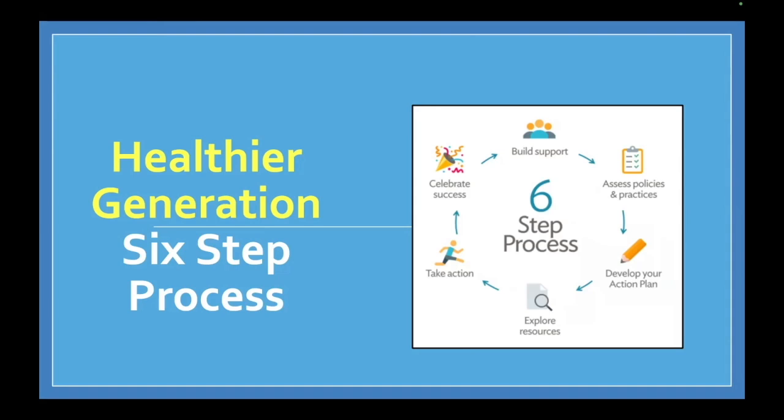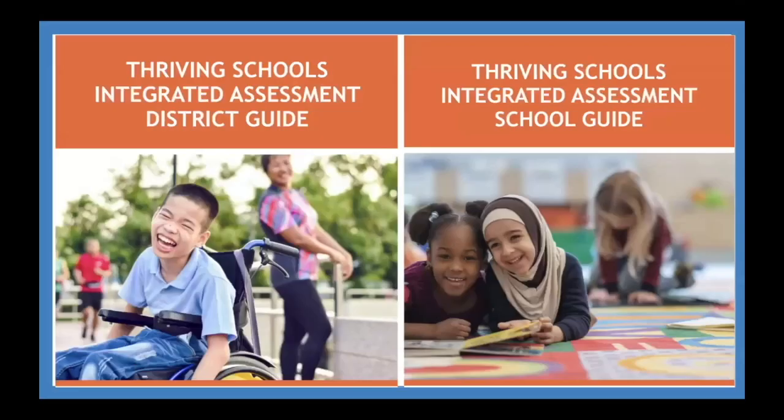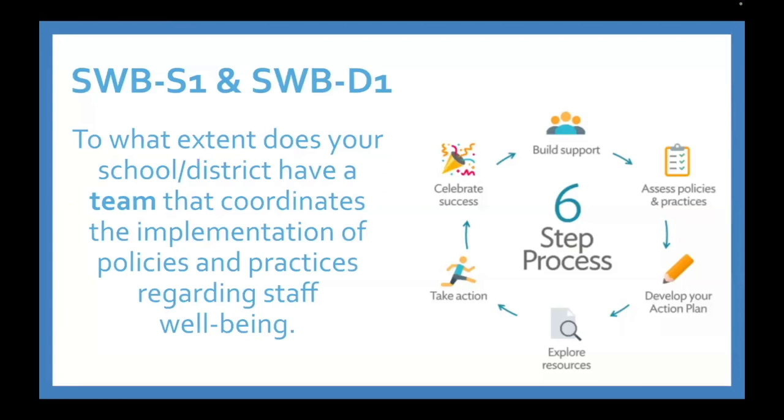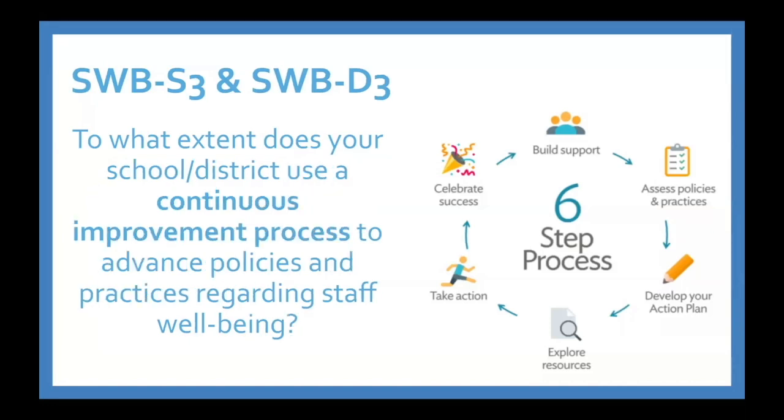tools, and these 6 steps can actually help you in multiple parts. Again, there is a district guide and a school guide, and they both focus on staff members as well. So if your school or district has a team to include physical activity, there are 6 steps here. Many of those steps are included where the team can help with that process. Is there a way to show continuous improvement? The 6 steps have multiple steps that can help show that improvement.